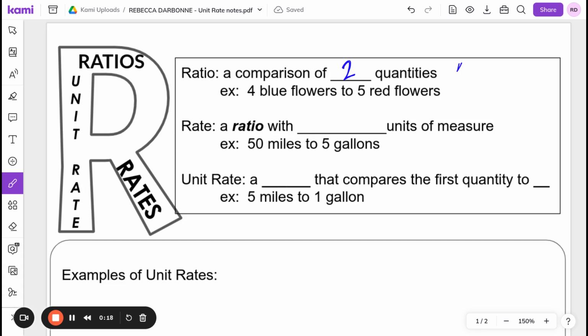So some reminders with your ratio. The order matters, so it should always match the question. And labels are helpful.